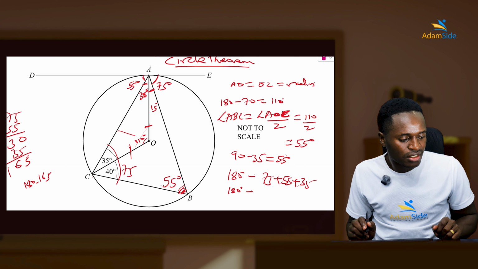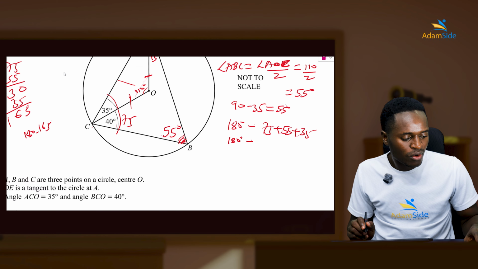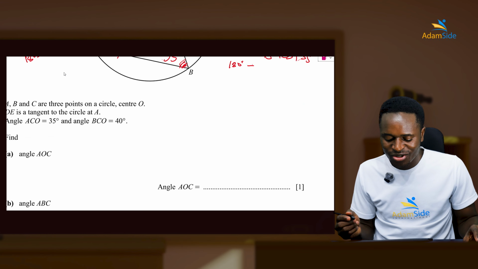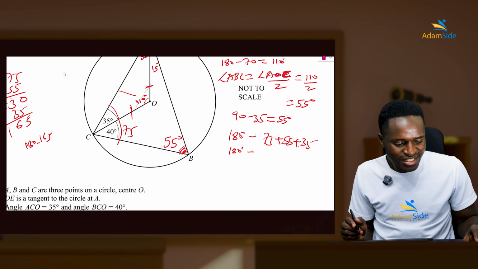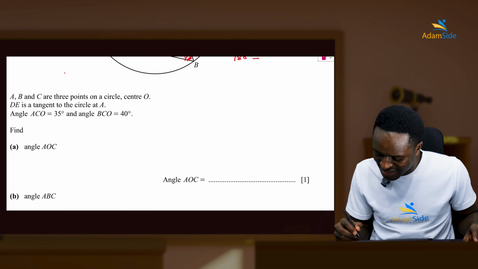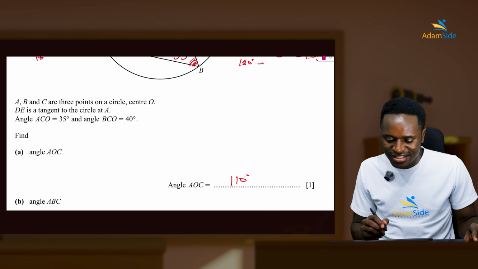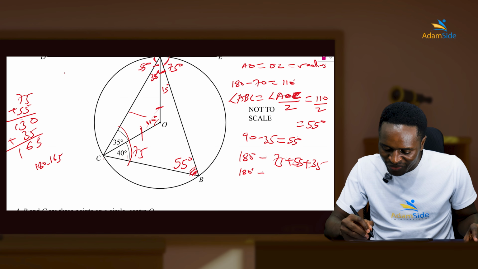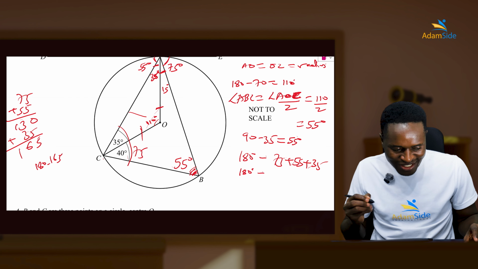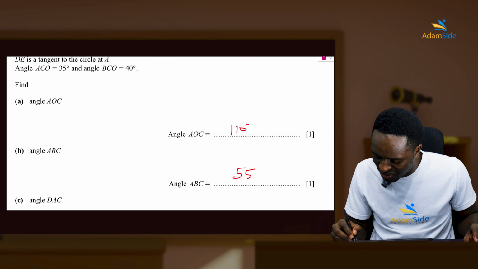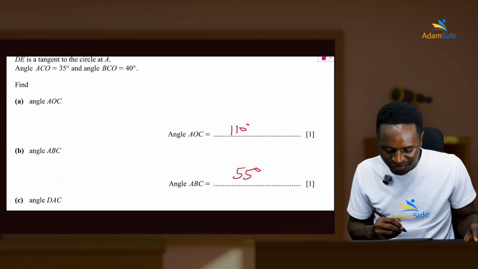Now we go to our question. They say angle AOC. So it's the angle at the center. Angle AOC is 110 degrees. We just write as simple as it is. And then angle ABC, as simple as it is, 55. So you just write. It's just a matter of writing after getting it correct, 55 degrees.